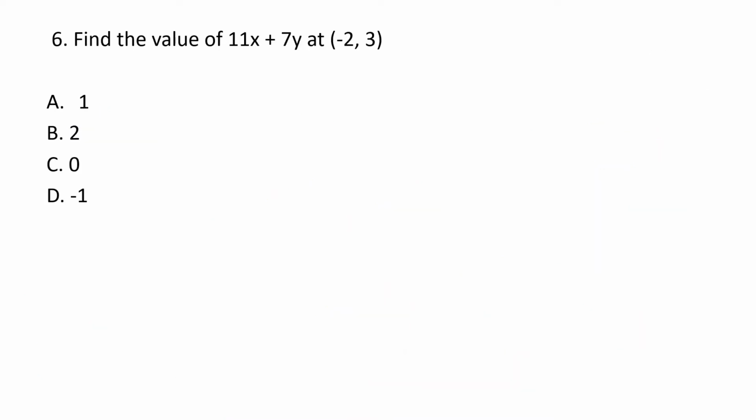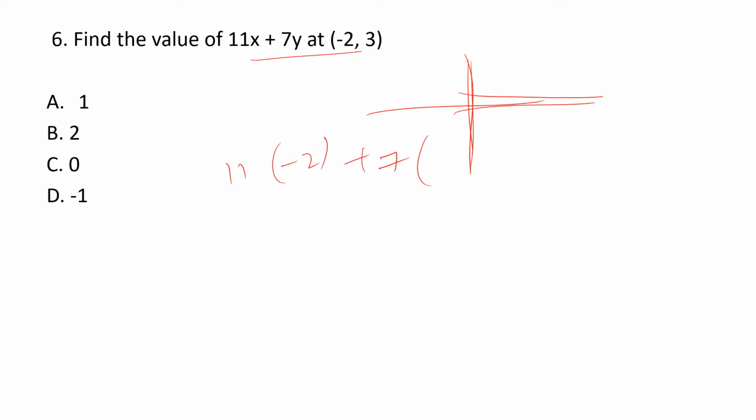And moving on, the next question is a simple linear equation related to the coordinate system. Find the value of 11x plus 7y at (-2, 3). Simply, the simplest method is to substitute these points in the given equation. 11x, 11 into minus 2 plus 7 into y is equal to 3, is equal to minus 22 plus 21, is equal to minus 1, is the right answer. I think it's clear enough.